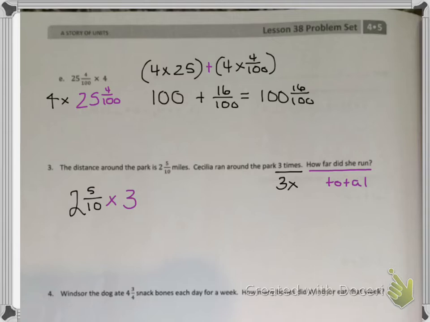What I would like for you to do is pause the video, and I want you to solve this yourself to get some extra practice, and then restart the video and double check your work. So pause the video right now and check your work.